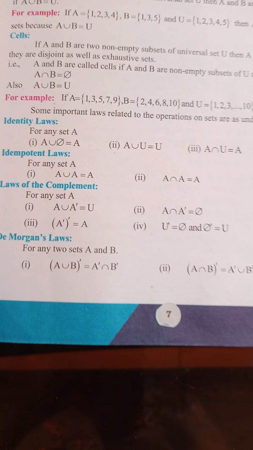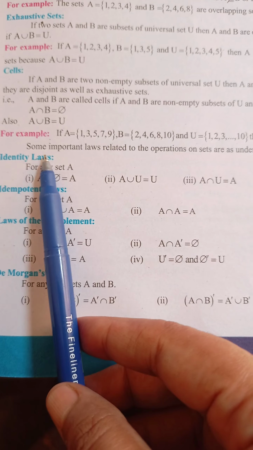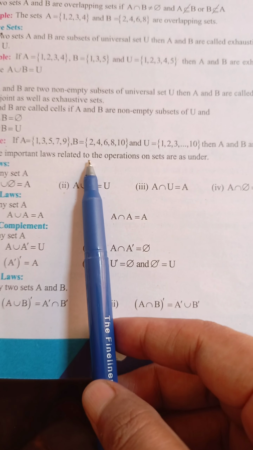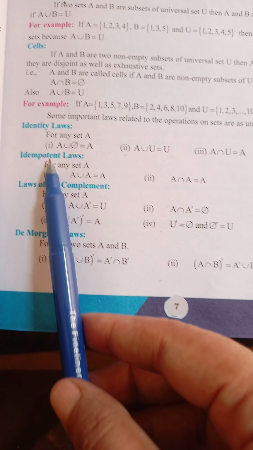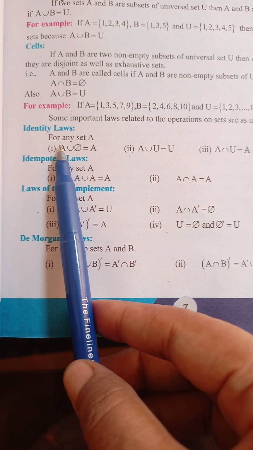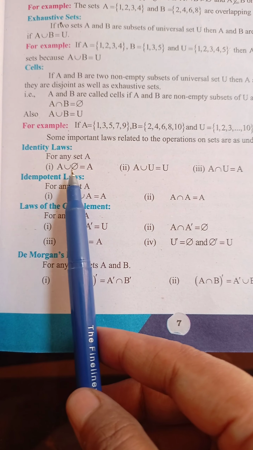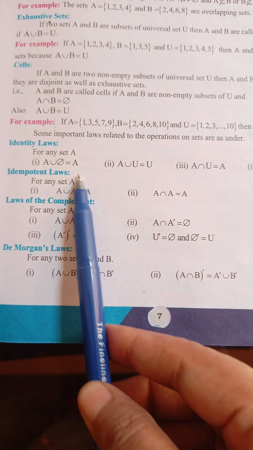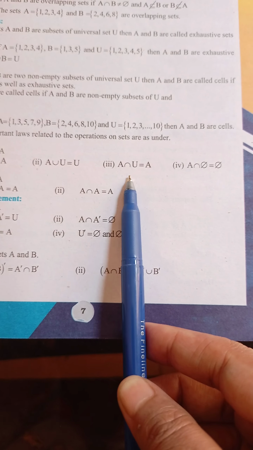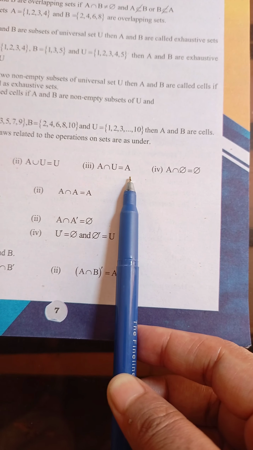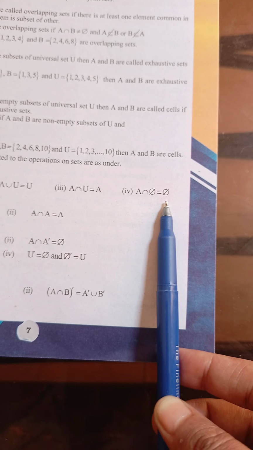Identity laws. Some important laws related to the operations on sets are as under. Identity laws for any set A. Number 1, A union empty set is equal to A. Number 2, A union universal set is equal to universal set. Number 3, A intersection universal set is equal to A. Number 4, A intersection empty set is equal to empty set.